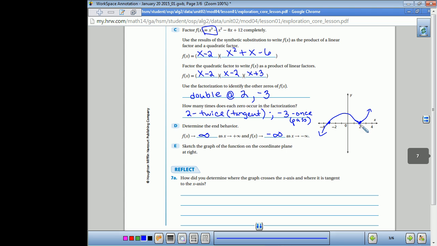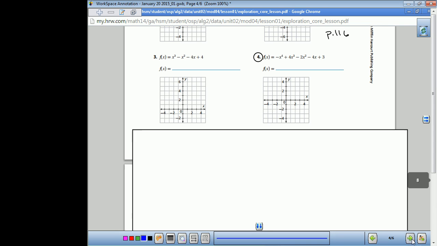We got it? Okay. Last example. Nope, not second to last example. Sorry. Flip on over to page 116. Let's look at number 4.